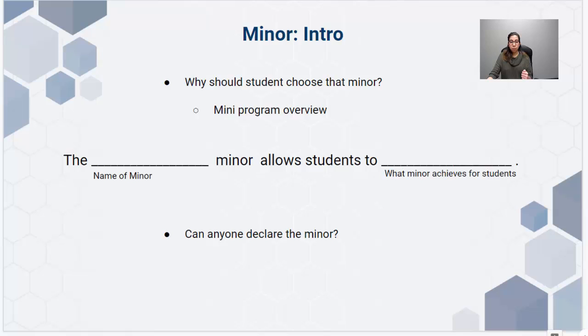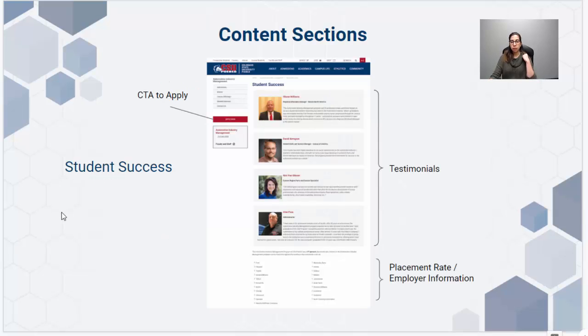Now, the last page that will be a part of your program folder is a student success page. So this should have testimonials, placement rate information. The layout of this will change. This is what we all will start off with, just basic HTML layout, but we're working with a third-party agency who's going to help us really make the content on this page pop. But step one for all of us in the meantime will be to gather that content and making sure that we have those testimonials that are strong, and the placement information.